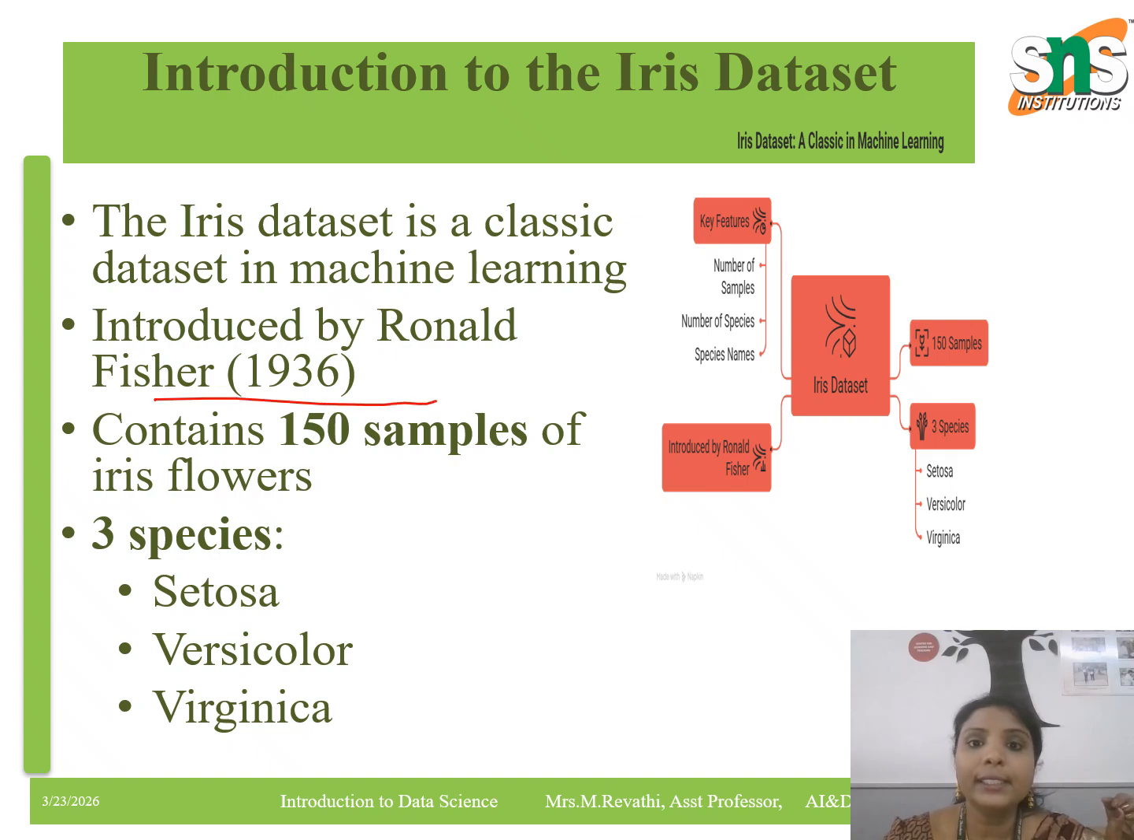It contains 150 samples of iris flowers, and these flowers are divided into three types: setosa, versicolor, and virginica. So these are the three species of the flower. This dataset is mainly used for classification problems, and it is very helpful for beginners to understand machine learning concepts.